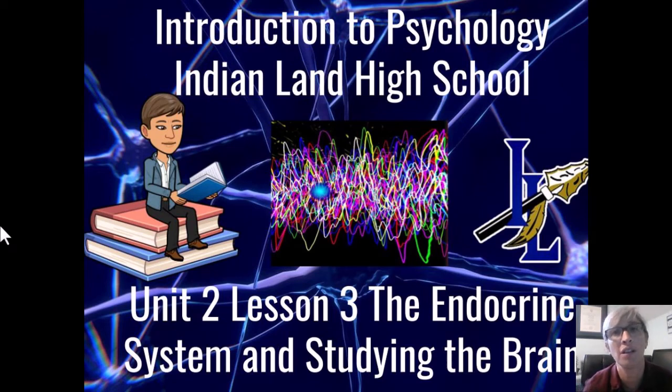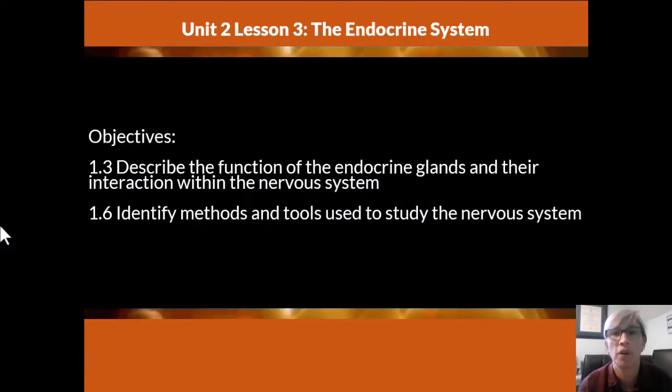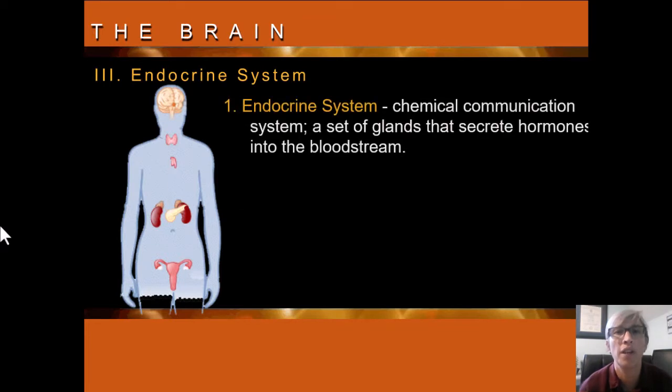We're going to study the endocrine system and studying the brain. In this lesson, we will describe the function of the endocrine system, their glands, and their interaction with the nervous system. We'll also identify methods and tools used to study the nervous system. We start with the endocrine system.